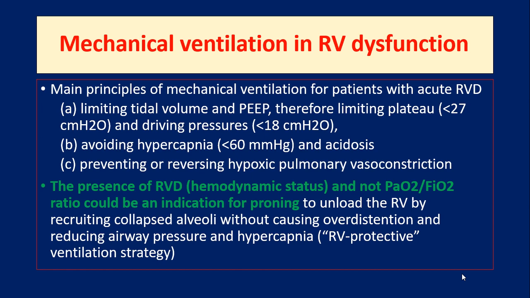The presence of right ventricular dysfunction, and not the PaO2/FiO2 ratio, could be an indication for proning. So the majority of the time in ARDS patients we take the PF ratio as an indicator for proning, but in patients where we suspect right ventricular failure, right ventricular dysfunction is more important for proning. It can unload the right ventricle by recruiting collapsed alveoli without causing overdistension, and by reducing airway pressure and hypercapnia. That is what we call RV protective ventilation strategy.